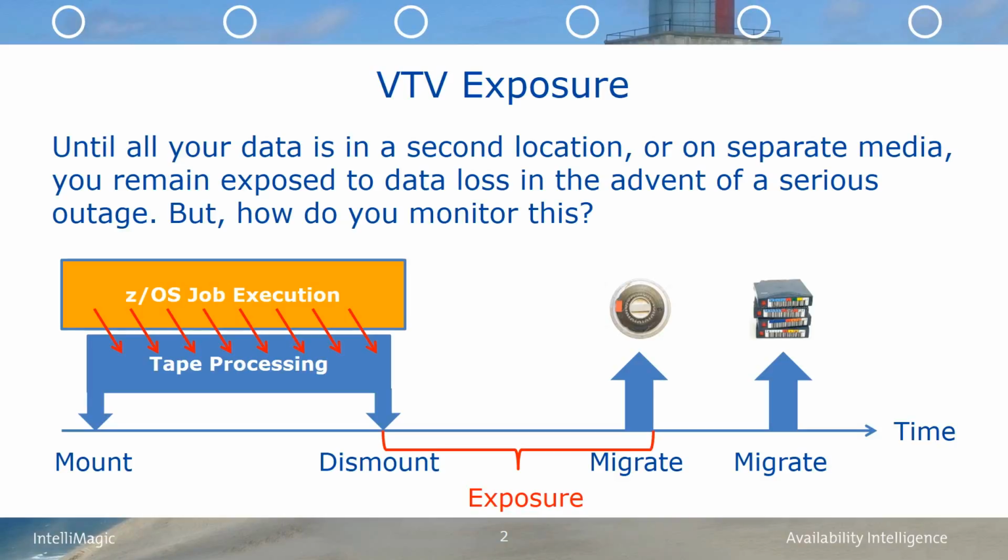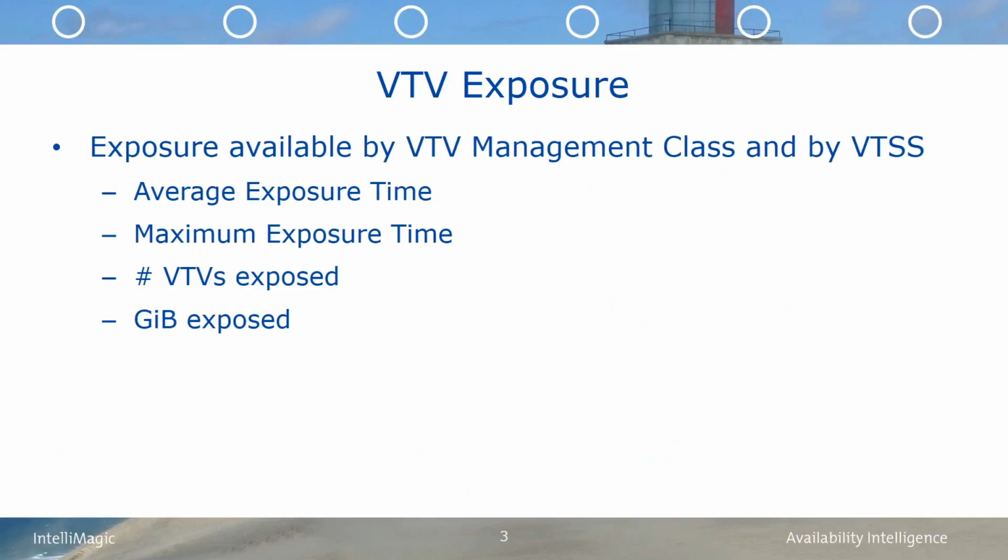So we're monitoring those records and calculating various metrics about the exposure time for each particular volume. What we display, or have the capability of displaying by management class, because your migration could be based upon management class, is the average exposure time, the maximum exposure time, the number of VTVs that were exposed, and the amount of gigabytes that were exposed.